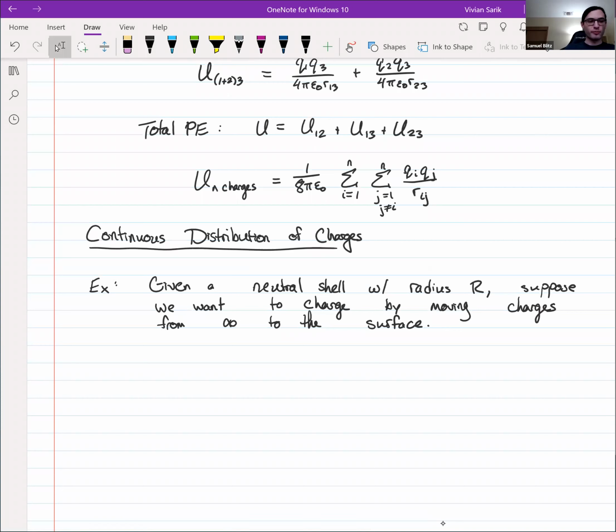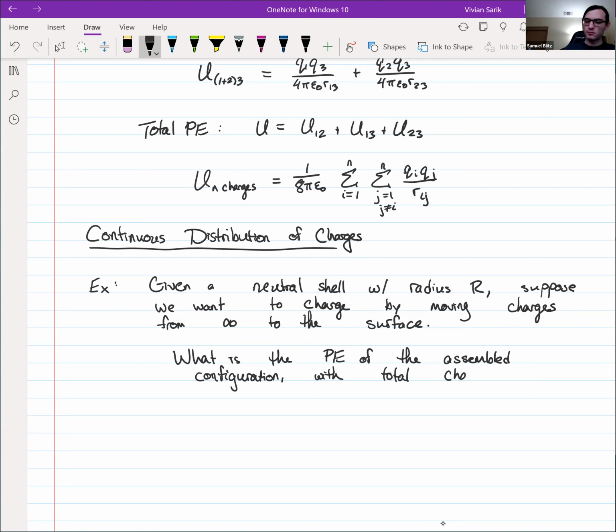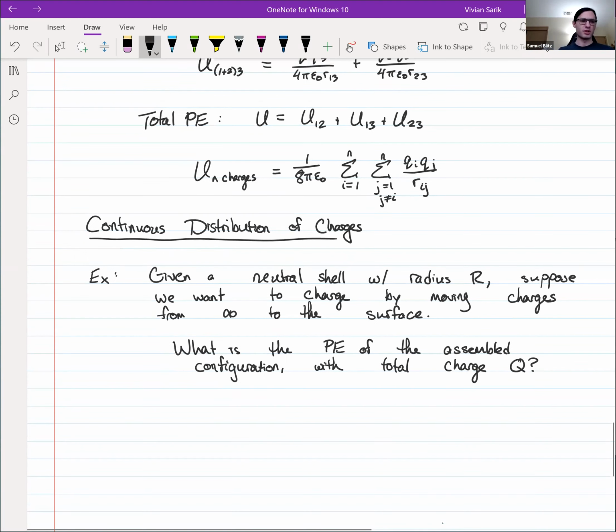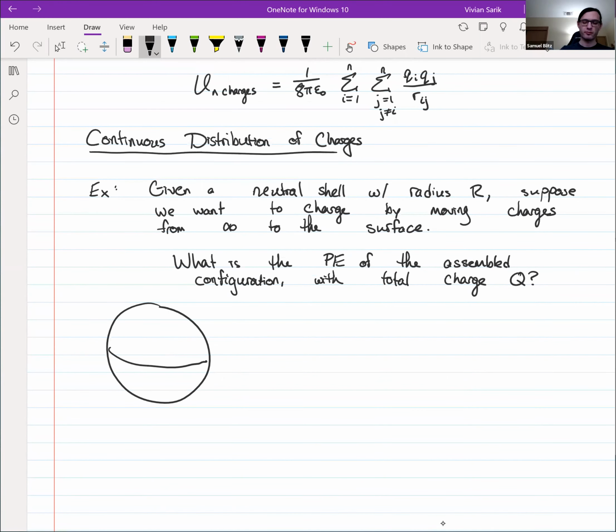So the question then is, what is the potential energy of the assembled configuration if we have total charge Q? So there will be a whole bunch of charges that are close to each other. If I'm going to do my best to draw this really quick, you'll have a whole bunch of charges distributed. Maybe they're positive, maybe not. And there has to be some energy between them because you have a whole bunch of positive charges that are close to each other, right? And there'd be some on the back too, obviously.